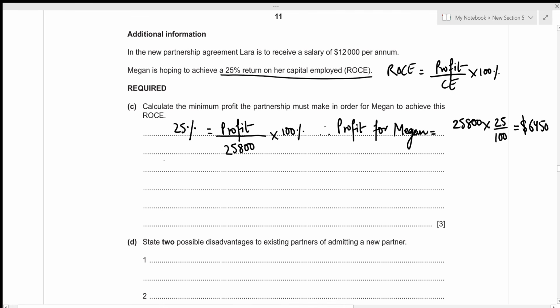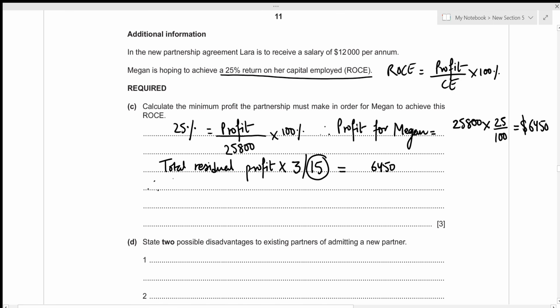Now we need to figure out the total residual profit, right? So total residual profit. And out of this total residual profit, Megan receives 3 out of the 15 portions because that's the profit sharing ratio, right? 7:5:3. So out of this total, 3 out of 15. So 15 is just the sum of the total ratios. That's 7 plus 5 plus 3. So this is going to be the profit for Megan, which is 6,450.